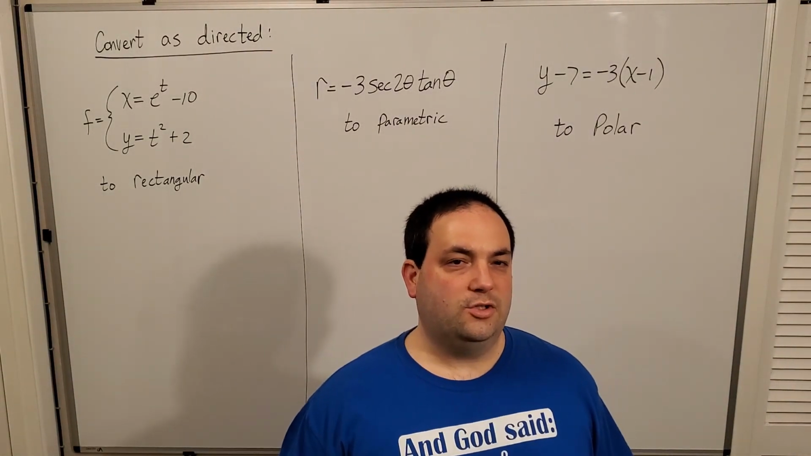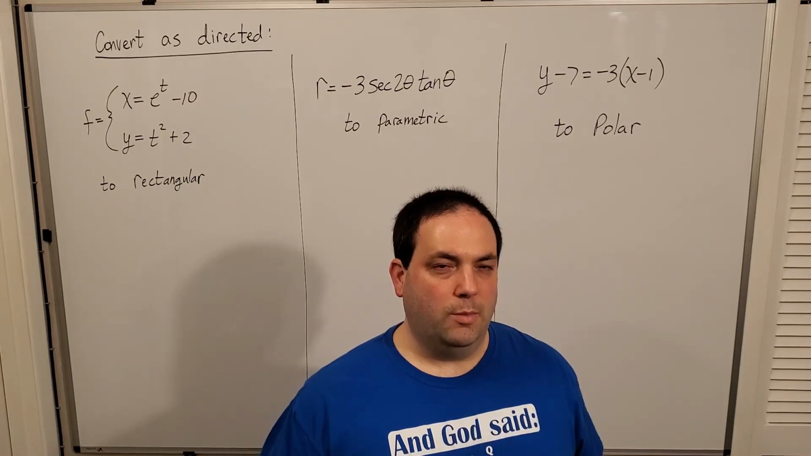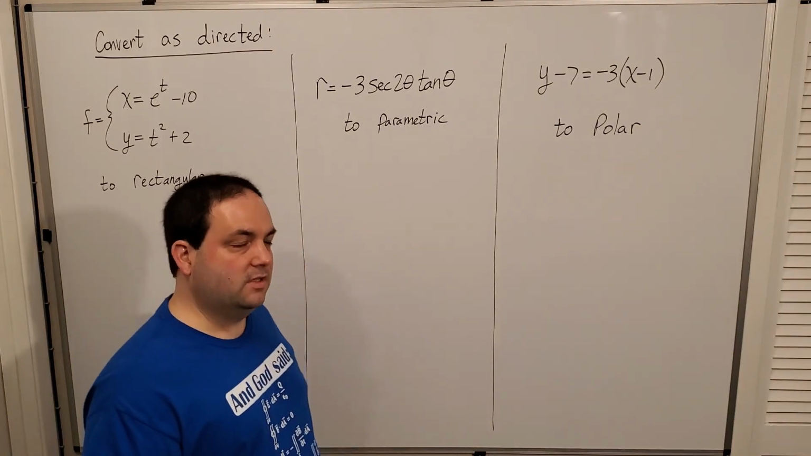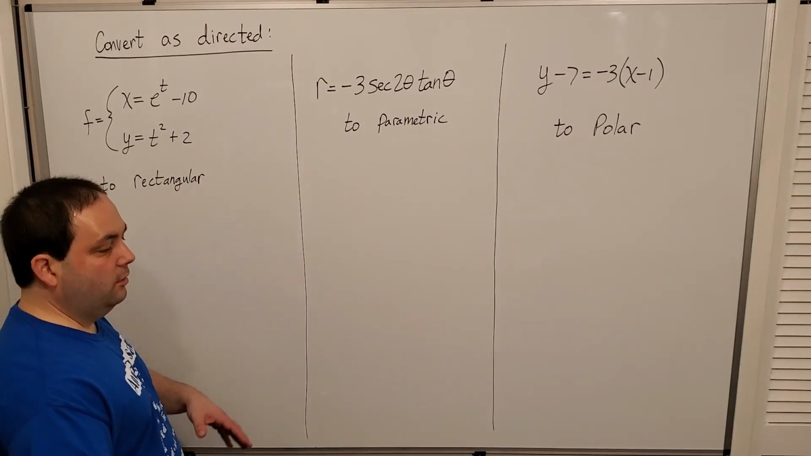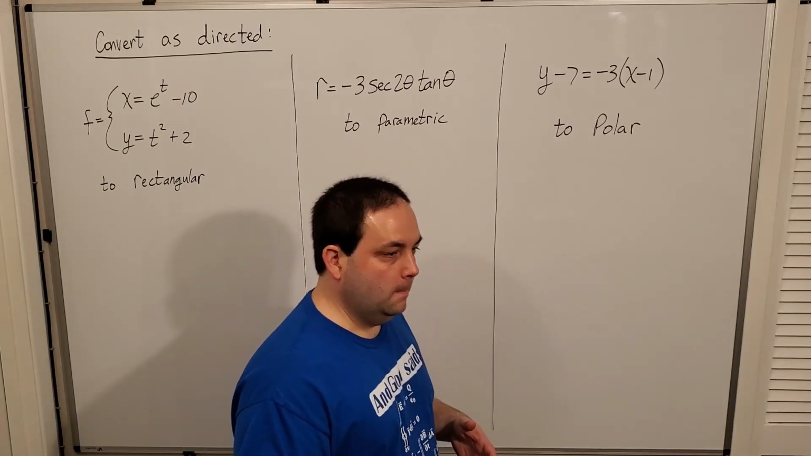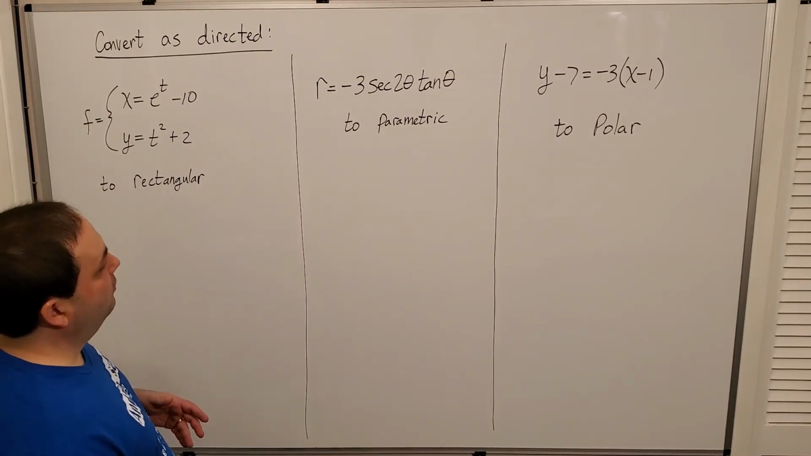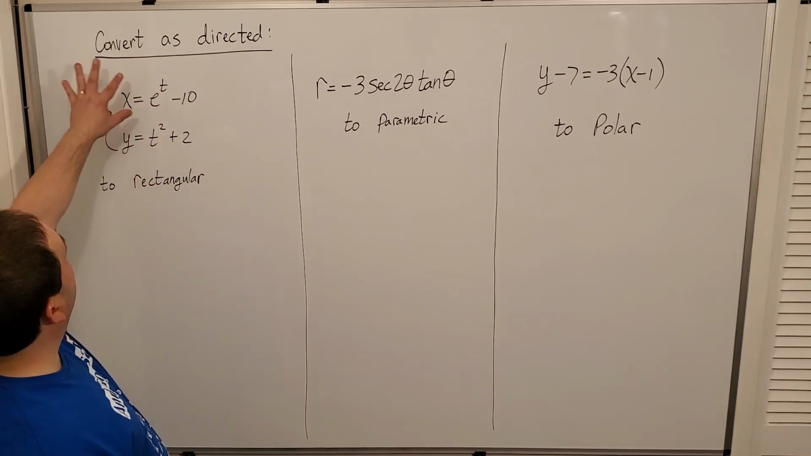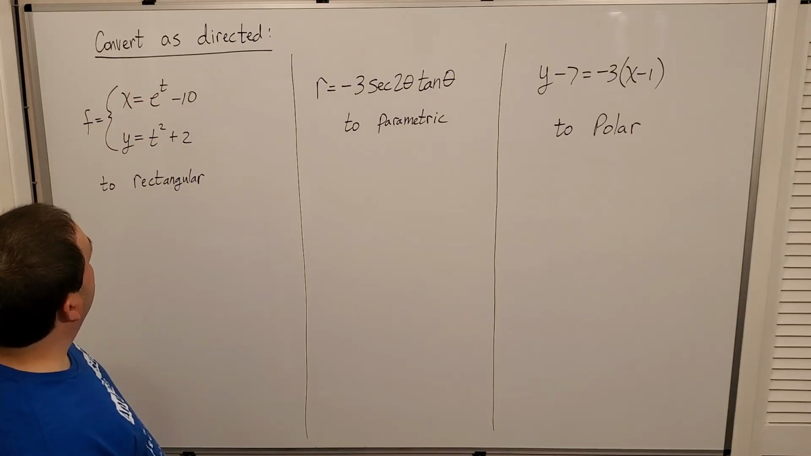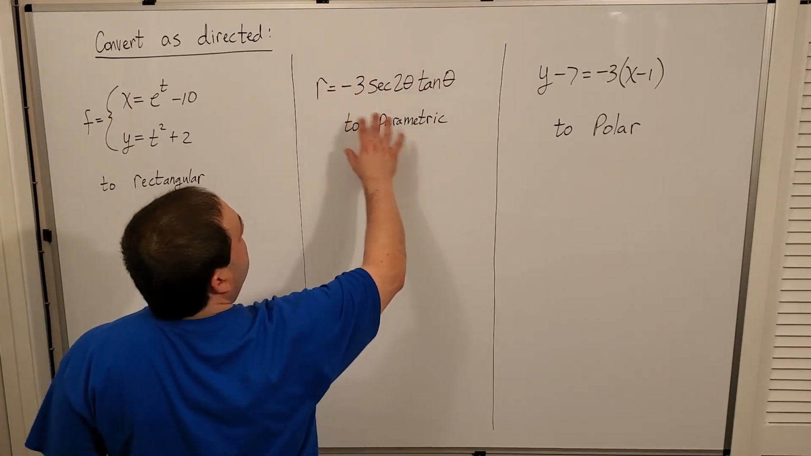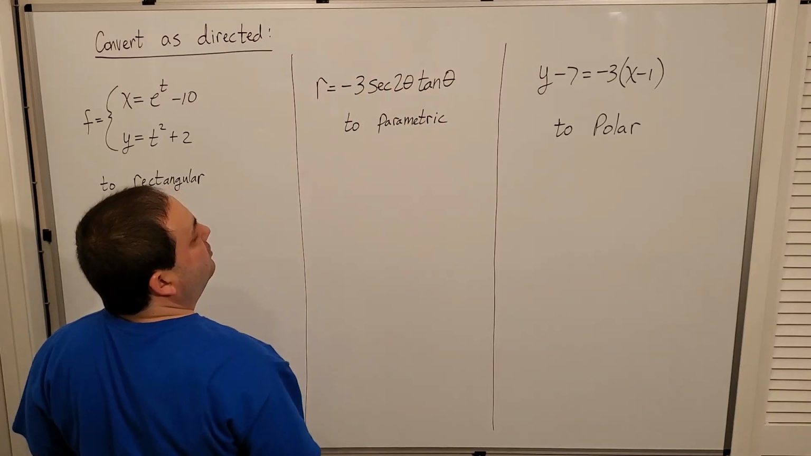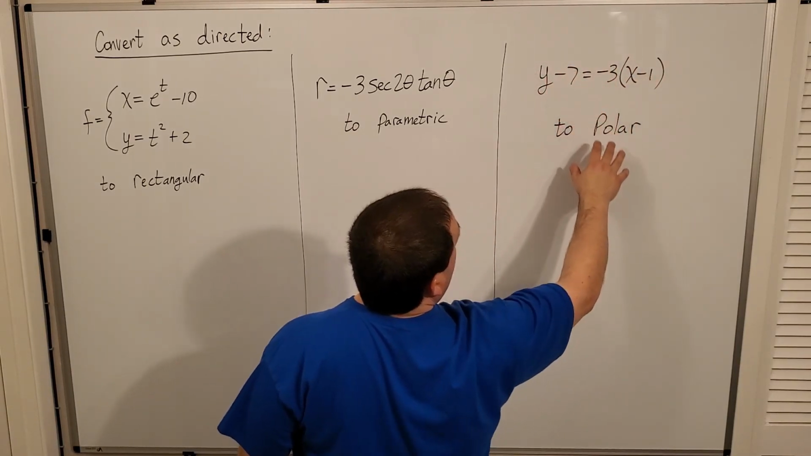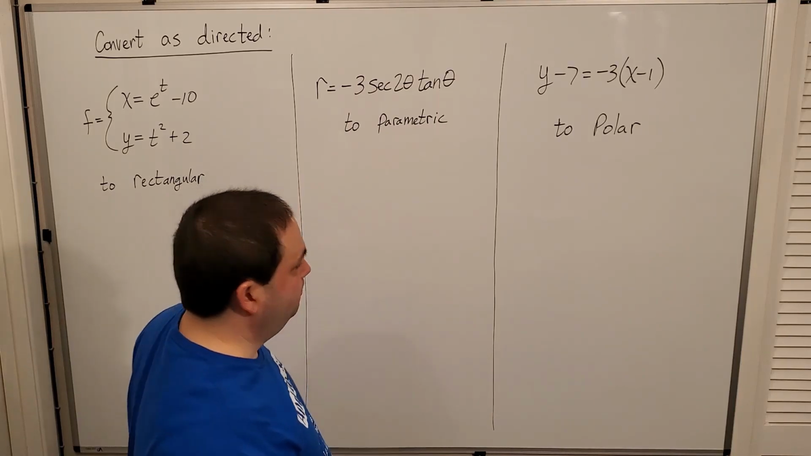Next, a really quick question on just making sure you remember the skills of converting between the three different systems discussed, right? So we've got rectangular, parametric equations, and polar coordinates. All three are valid systems, and here are just some examples of converting between the three. I've got a parametric equation, and it wants us to convert it to rectangular. We've got a polar coordinate equation, converting it to parametric. And then we also have the rectangular type, and I want to convert it into polar.